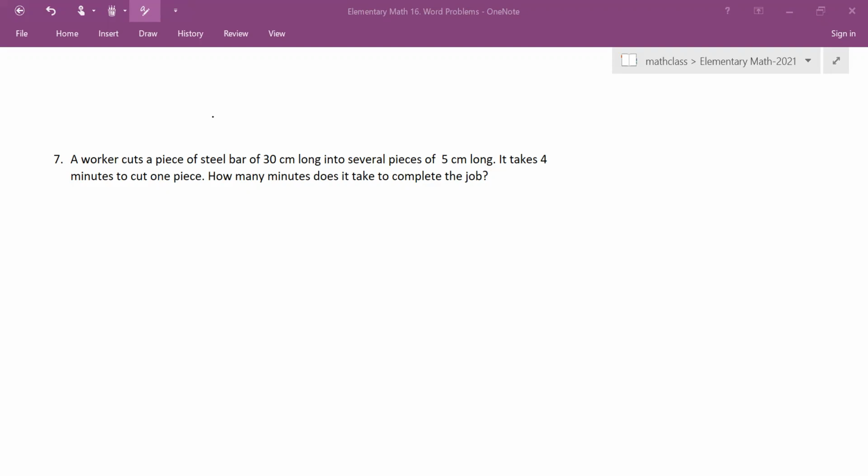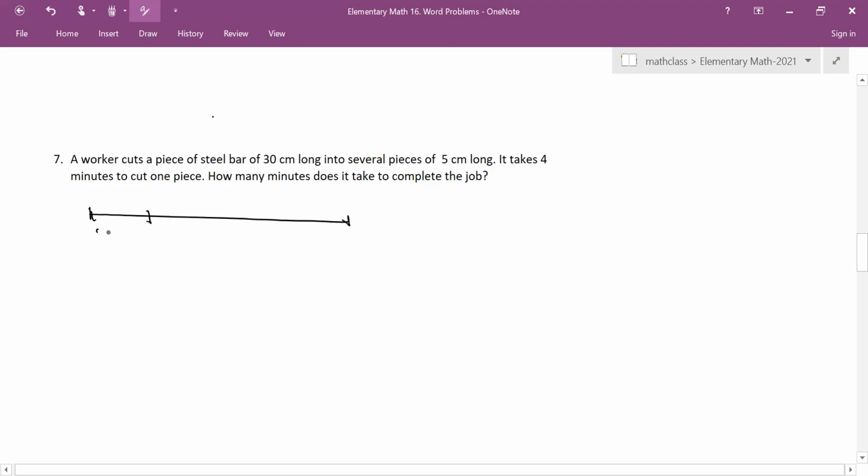All right, so let's see, we cut a piece of steel bar 30 centimeters long into several pieces, each piece 5 centimeters long. The question is how many pieces you're going to get. The total is 30 centimeters long, and each piece is 5. So the number of pieces is going to be 6.